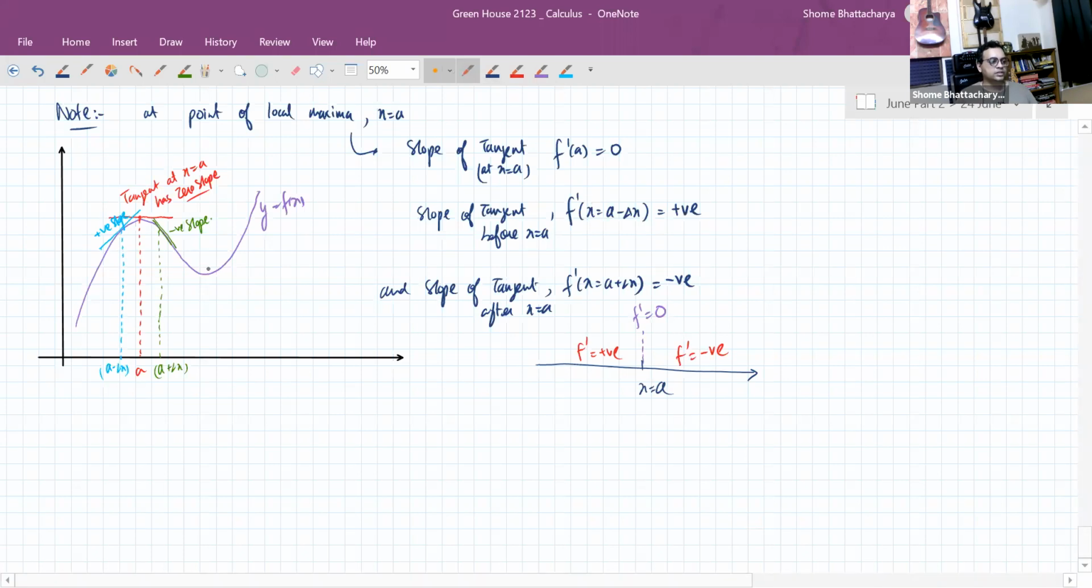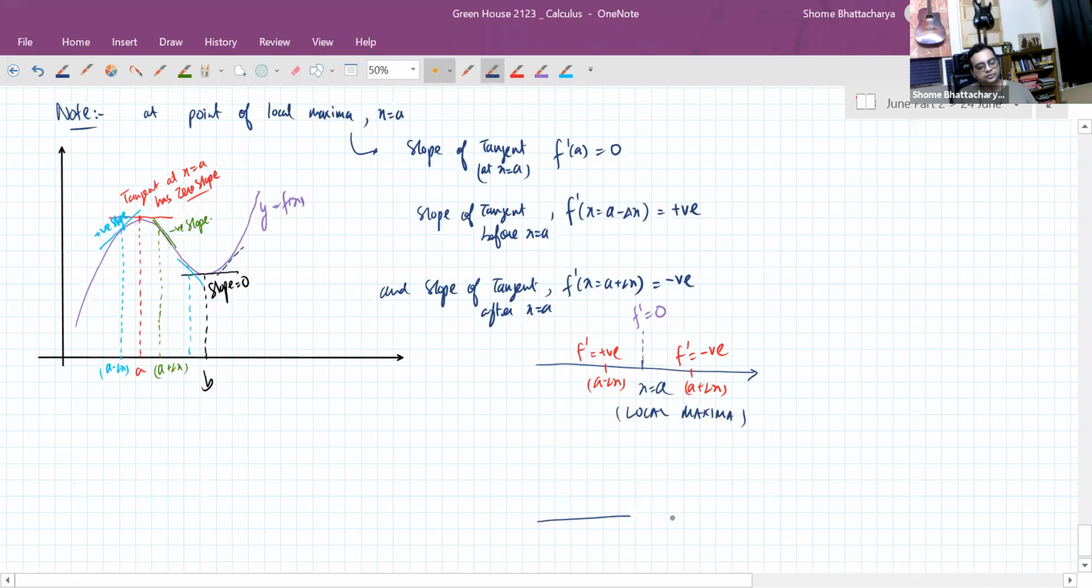Whereas if you see for the dip point, it is the opposite of this behavior. At this point B, the slope is 0. But if you take a point before B, the slope is negative. If you take a point after B, the slope is positive. So this is the behavior at a local maxima point.